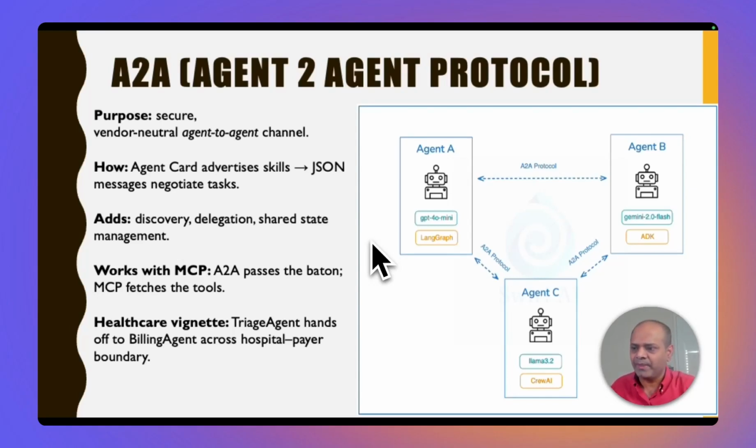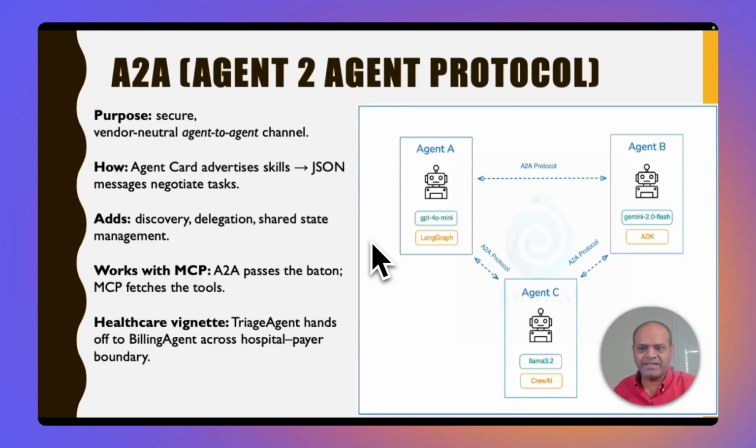It works with MCP also, so it complements MCP. A2A passes the baton to MCP to fetch the tool. So these are not competing protocols, but they work in concert. These are open protocols again. A healthcare example would be a triage agent, which hands off to a billing agent across a hospital-payer boundary. So that's one example.